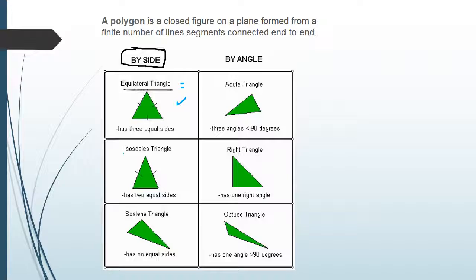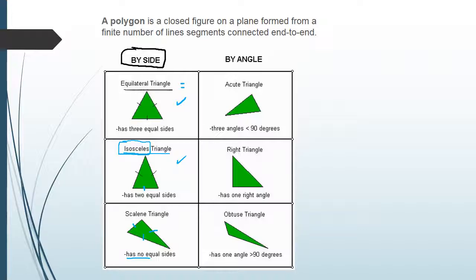In the next one, the isosceles, only two of the sides are the same and the other one is completely different. Okay, so that is your definition of isosceles. It's a tricky one to spell. Scalene has no equal sides. They're all different. So this one might be 2 feet, this one might be 7 feet, and this one might be 9 feet. They're all completely different.